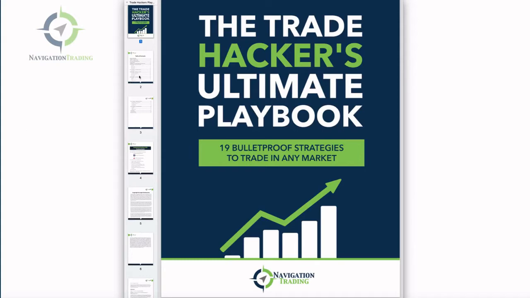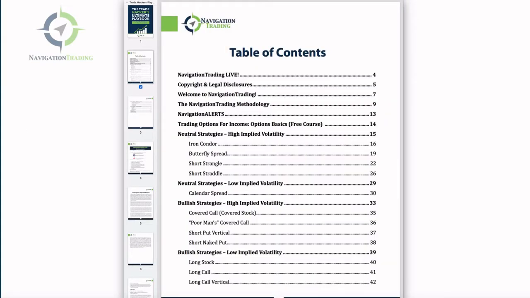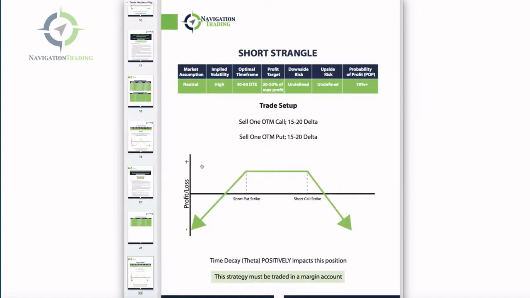So let's get started. I'm going to jump over to the table of contents and just click on one of the core strategies. I want to start with short strangle. And a short strangle is a neutral trade. So you don't care if the stock goes up or down or sideways. You just want it to stay in a specific range based on when you enter the trade.